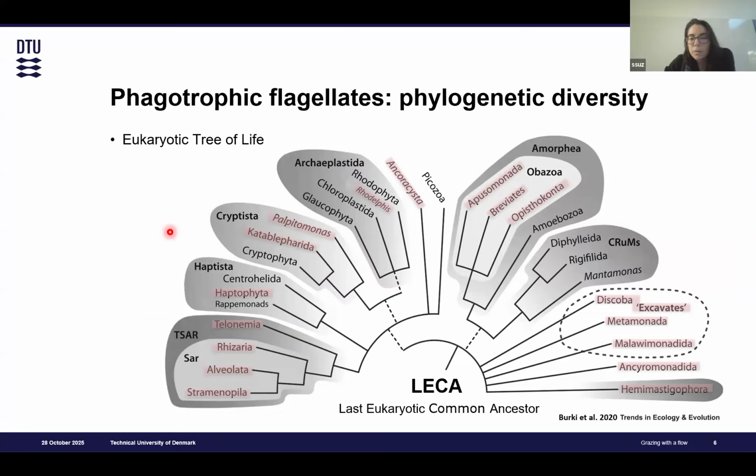So you can see how they're present across the whole eukaryotic tree of life. Here highlighted are the groups that have phagotrophic flagellates represented within them. So you can see that they're very abundant, but studies have focused on only a few of these groups and many remain quite unknown.